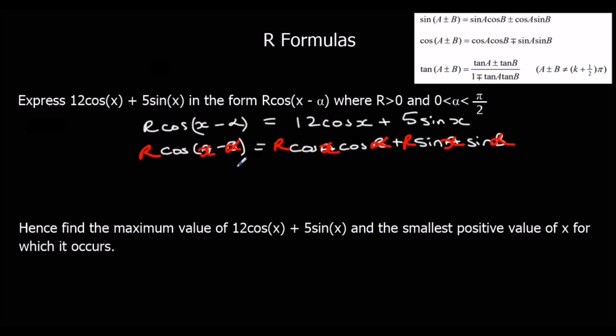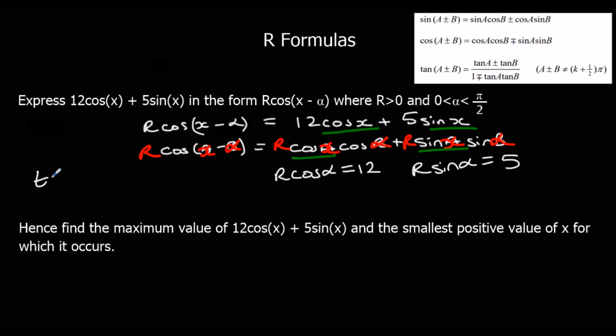So the left side of the top and the bottom are identical. Then we're going to compare the right sides. So we have r cos alpha must be 12 from this term. So r cos alpha is 12, and r sin alpha must be 5. To find alpha, we're going to do sine over cos.